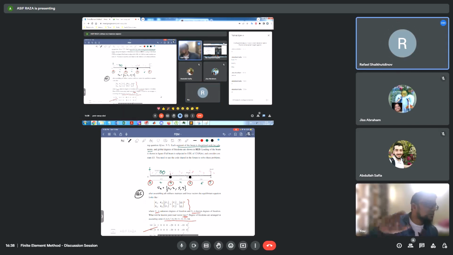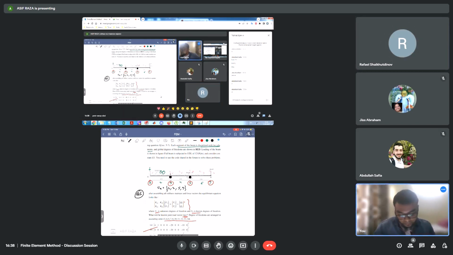Indices, not the nodes I'm saying. Indices, right? And unknowns will be 3, 4, 6, 7, 8, 10, 11, 12, 13, 14. Right? Okay. So now let's go to the code.